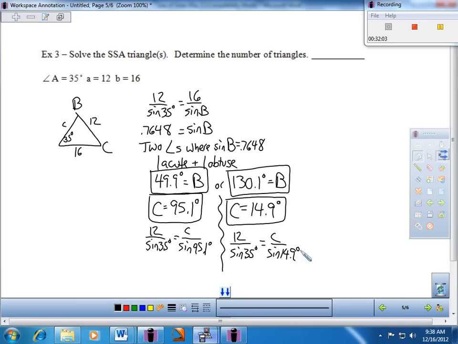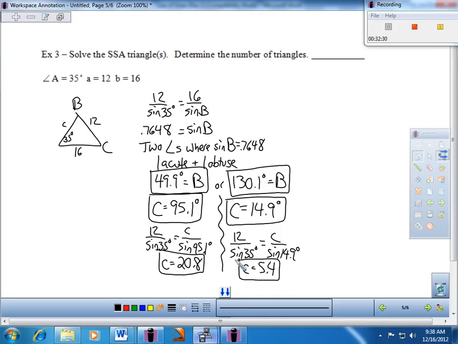So just take a look at that piece. Make sure that makes pretty good sense to you. If you go ahead and cross multiply, and you do it for each, as I said, you get two different triangles there, both of which we can solve for. So in this case, I end up getting about 20.8. And over here, I end up getting about 5.4.